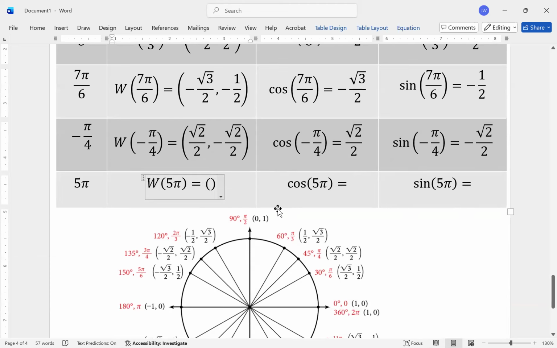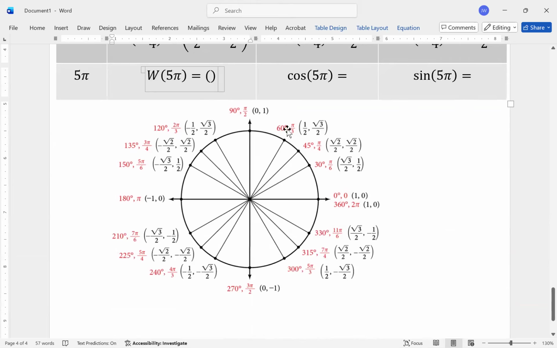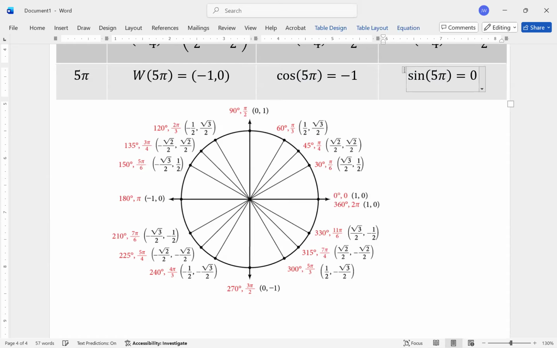Now, what about 5 pi? Well, if you think about what 5 pi does, we wrap around the unit circle once to get to 2 pi. If we wrap around the unit circle again, we get to 4 pi. And then if we add another pi to that, then we are at the same coterminal side as our angle pi. So 5 pi is coterminal with pi. Therefore, we can see that we are at the wrapping function whose output is -1, 0. We're at the point -1, 0. So the cosine of 5 pi is -1. The sine of 5 pi is 0.